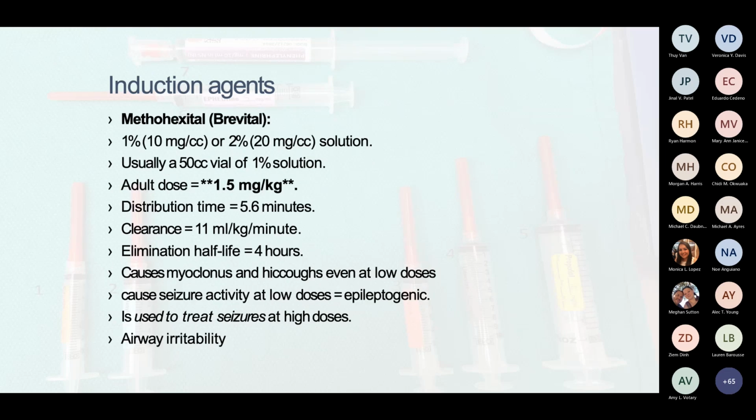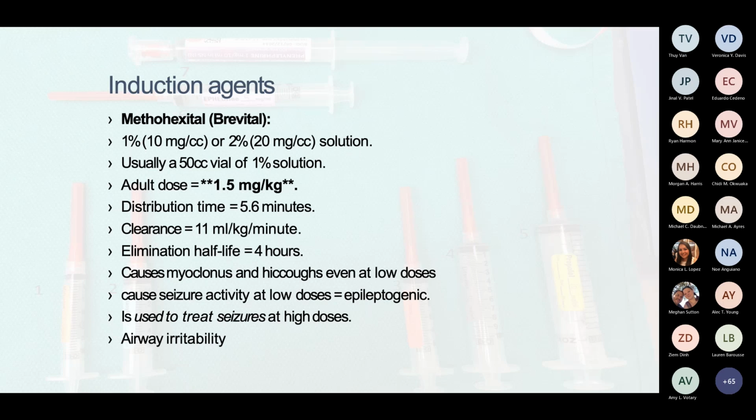You may go someplace where they use Brevital or methohexital. Personally, I've only used it a couple times, and when I was doing it, it was for ECTs. Your adult dosage is 1.5 milligrams per kilogram. The nice thing is it's generally a pretty fast on, fast off medication. Things you will see that are problematic, it may cause myoclonus and hiccups even at low doses. You may also see seizure activity at low doses, which is generally not a problem because when we're doing ECTs, we're almost inducing seizures. The funny part of that is that you'll see it's used to treat seizures at high doses.